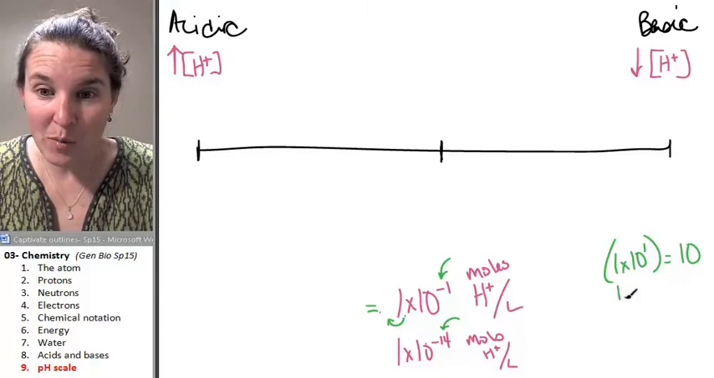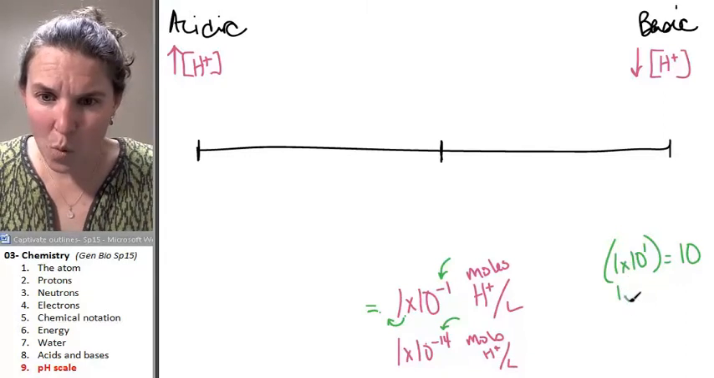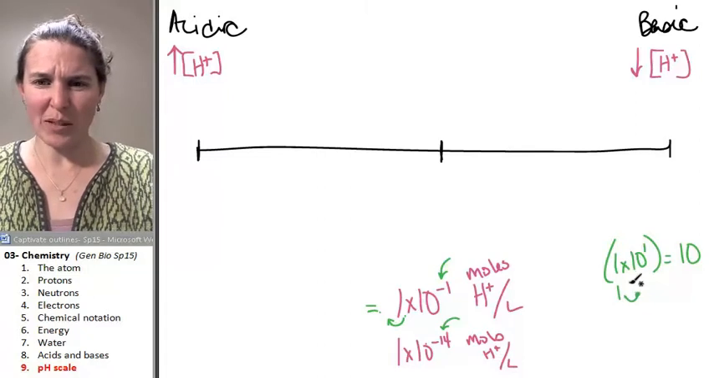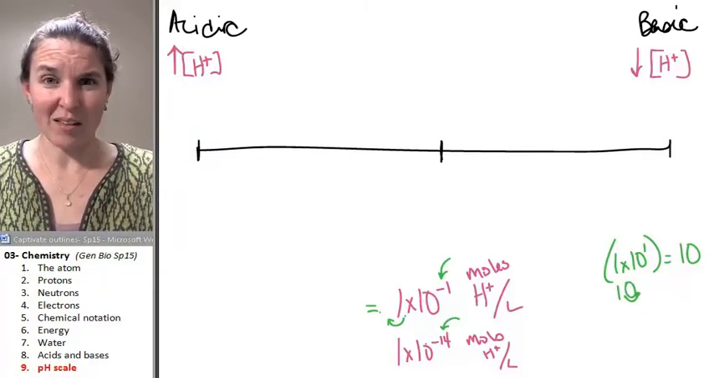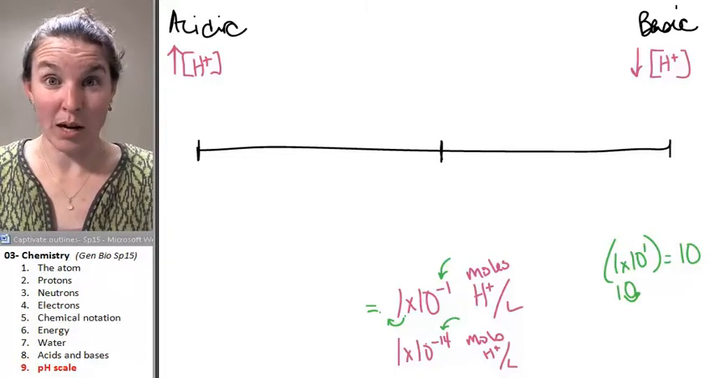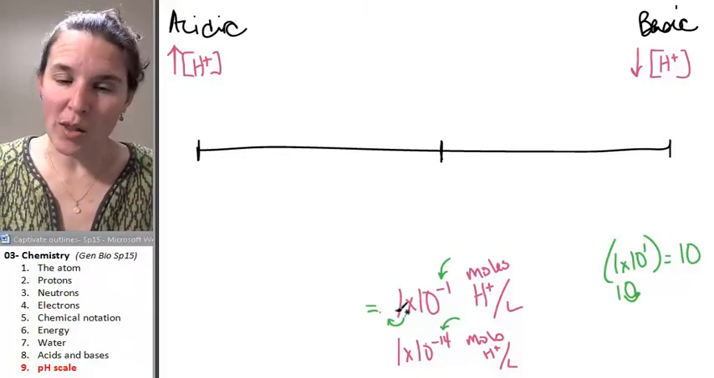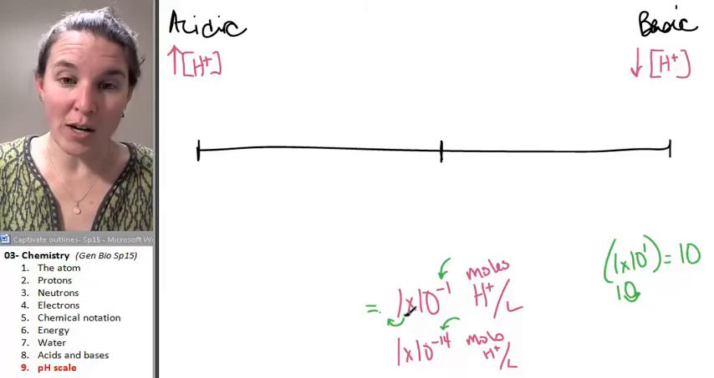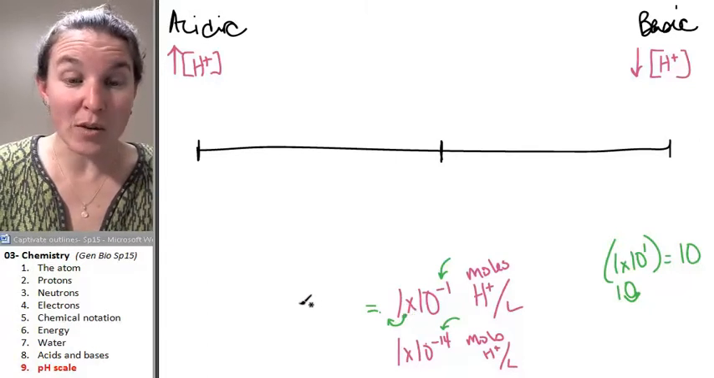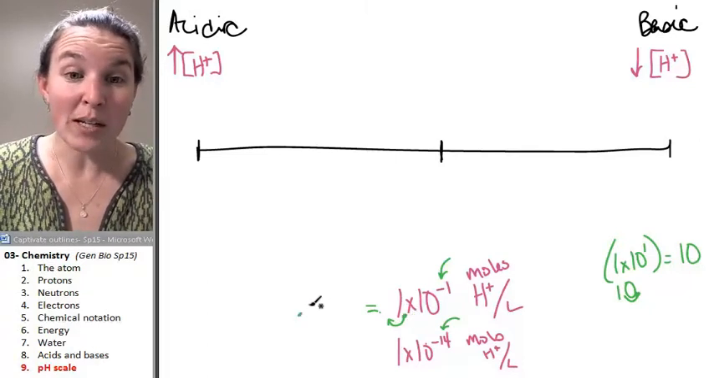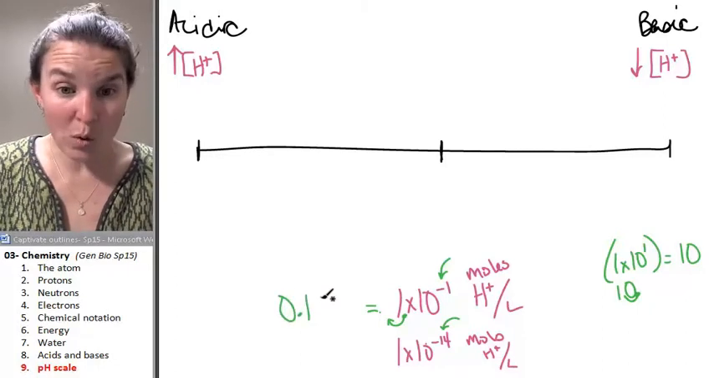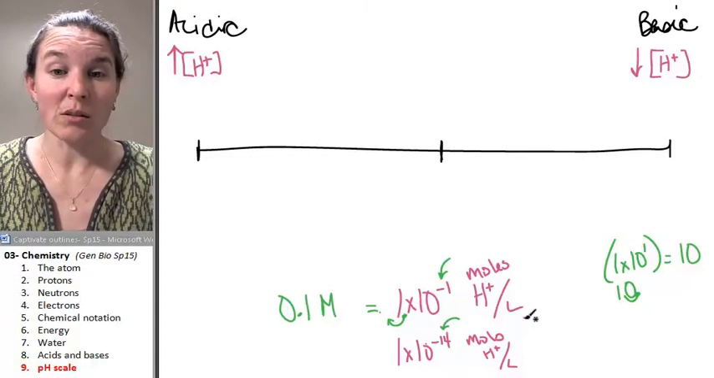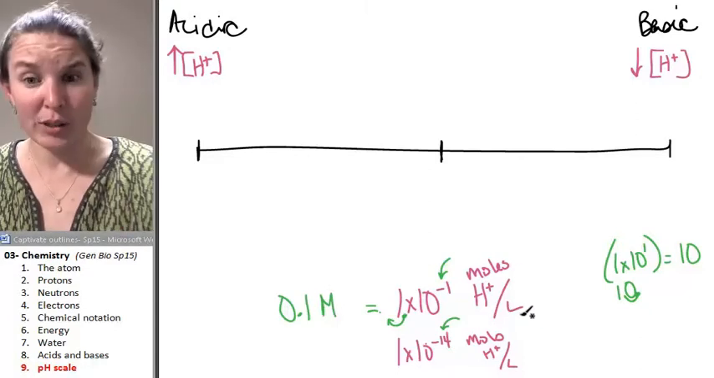We're going to move the decimal point one place over, and in order to do that we have to put a 0 there as a placeholder. It's just math. Math is cool, right? If we go in the other direction, we move our decimal point one place the other way. So 1 times 10 to the negative 1 is actually going to be 0.1 moles, or molar, of hydrogen ions per liter.